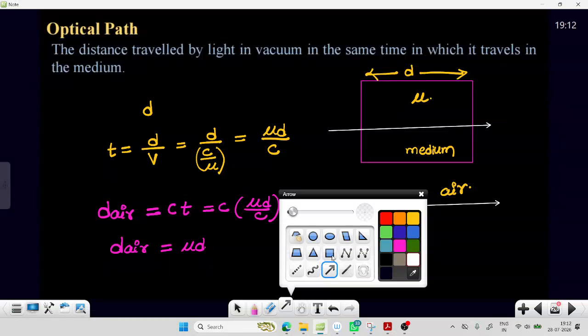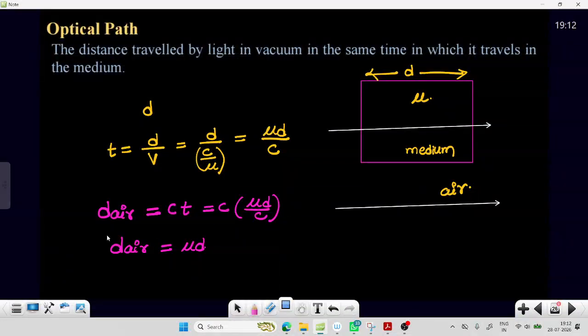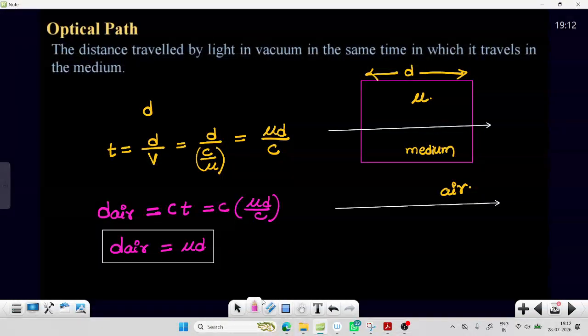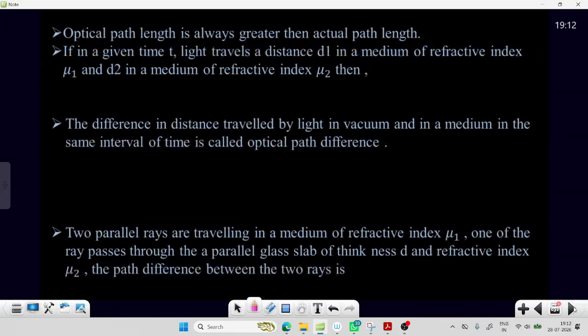This is called the optical path. Optical path is given by simply mu into d. Next, optical path is always greater than the actual path length.